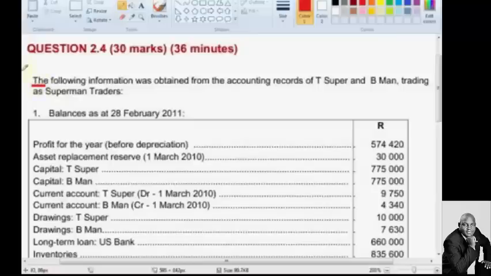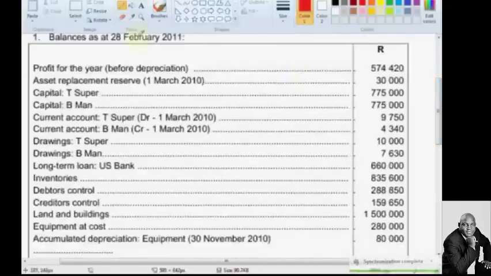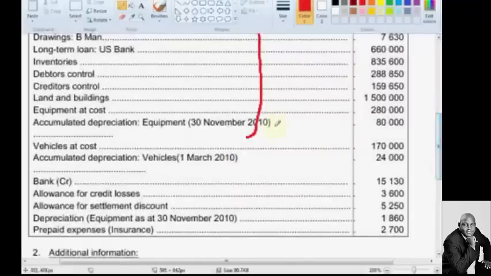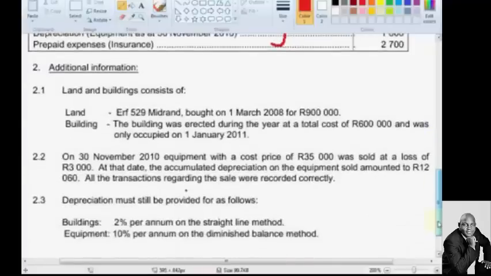Let me just read what it says. It says the following information was obtained from the accounting records of T Super and B-Men Trading as Superman Traders. Nice name. So number 1, we have a list of balances, all the way down there. I'll mark it off. And then number 2, it's additional information.